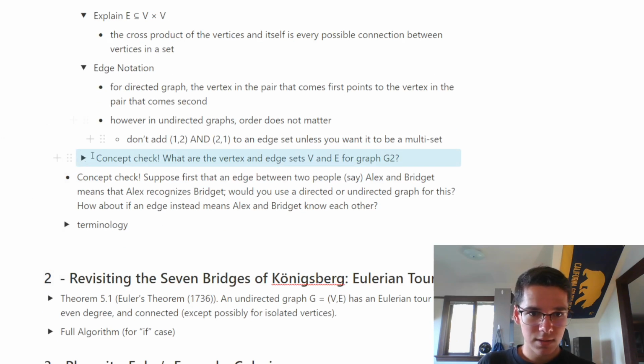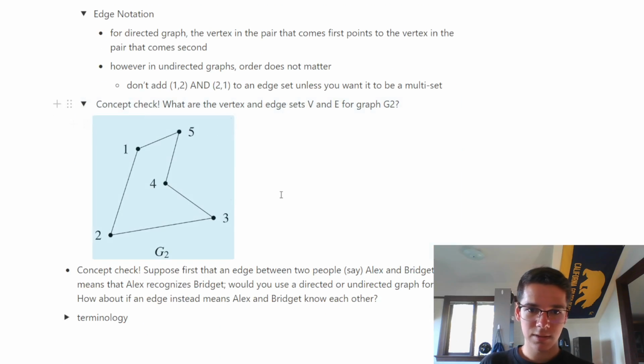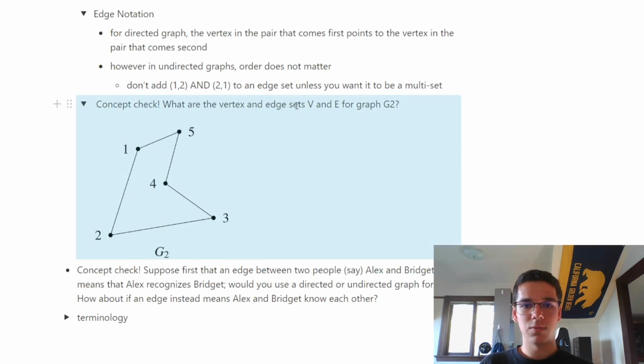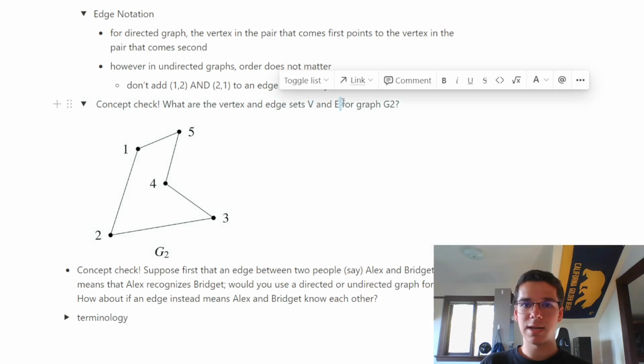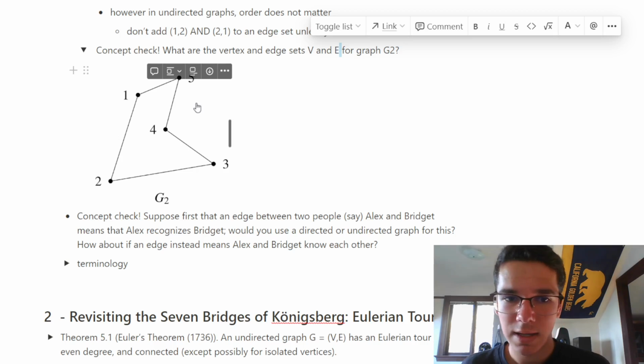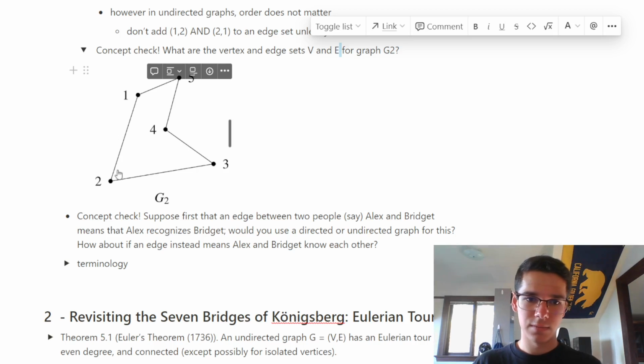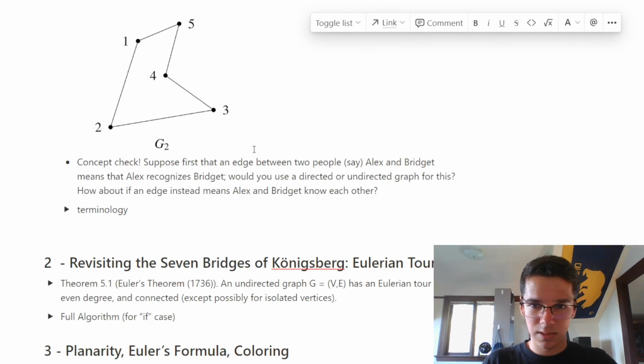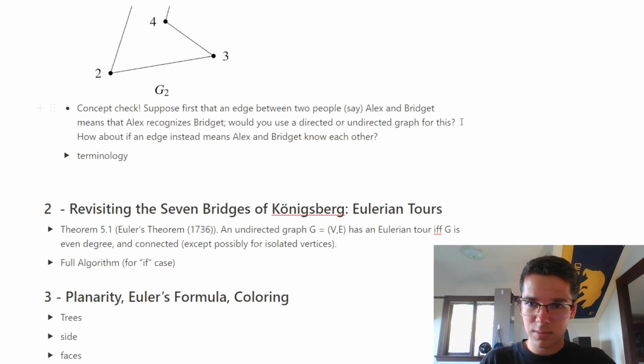Let's see what this example is. So this is an undirected graph. It's asking us what are the vertex sets and what are the edge sets. So the vertex set is just a set of the numbers 1 through 5, and then the edge set, we have a pairing of 1 and 2, 1 and 5, 5 and 4, 4 and 3, 3 and 2. Okay, and this is a more conceptual check.